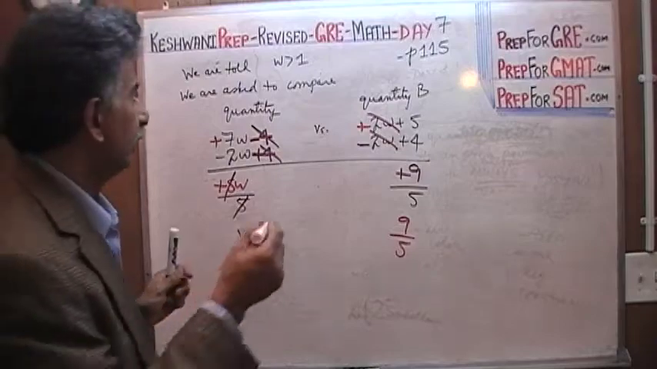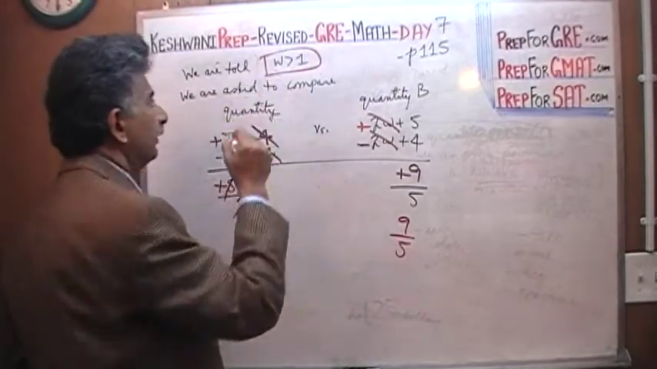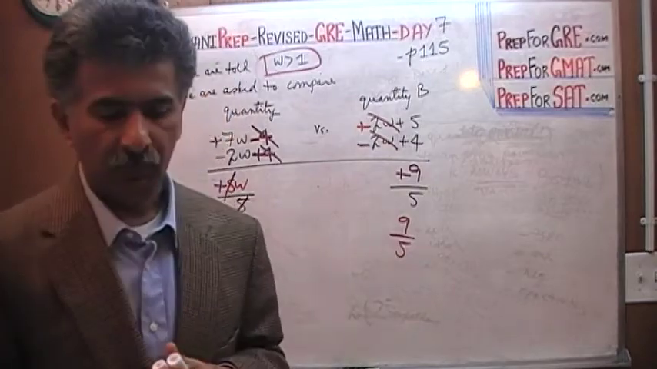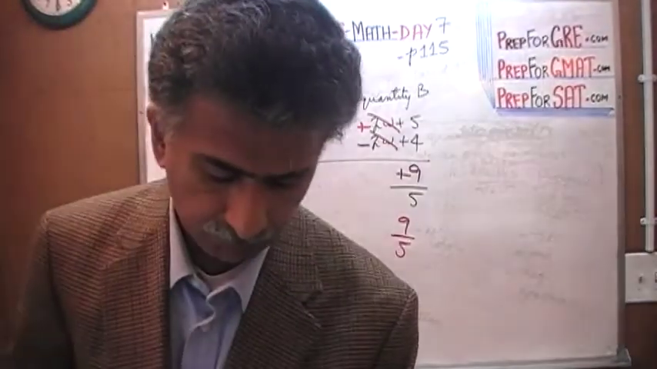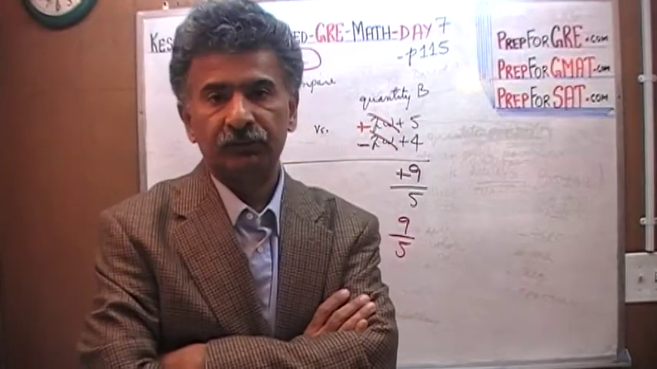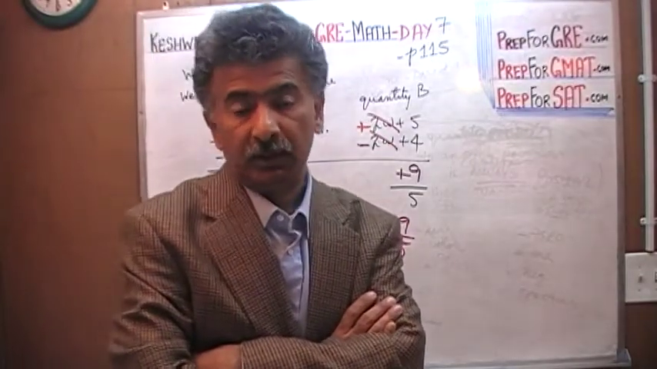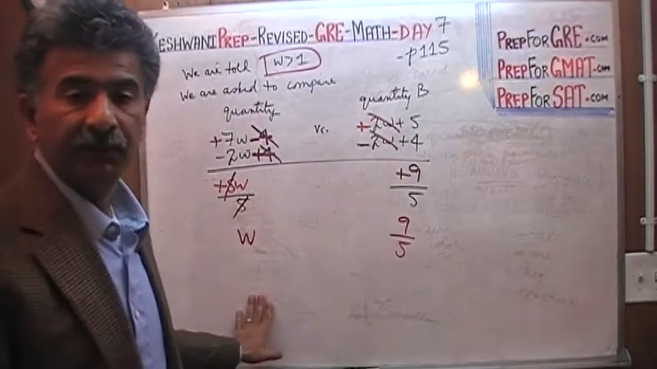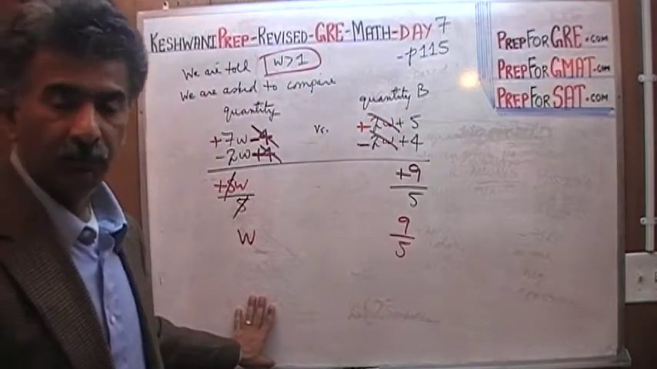Now what do we know about W? All we know about W is that it is more than 1. Okay, this is where things get tricky. All we know is that it is more than 1, and therefore people in their haste just assume that, well, if W is more than 1, W has got to be at least 2, and 2 is more than 9 over 5, and they end up picking A for the answer choice. You got to slow down.